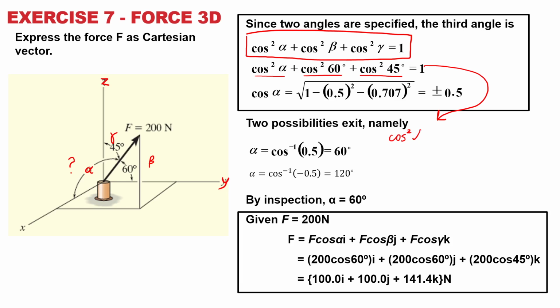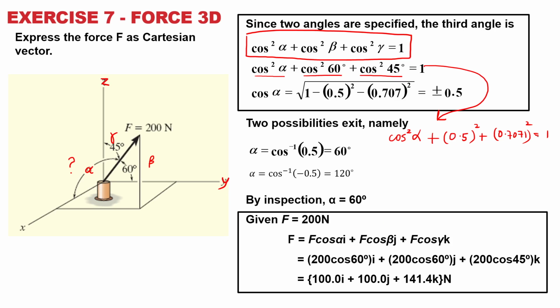So the value that we are stopping at now is cos squared alpha plus cos squared 60. What do you get when you cos 60? Press your calculator. Cos 60 is actually 0.5. So square it. Cos 45, 0.7071 squared is equal to 1. So that's the value that you get.